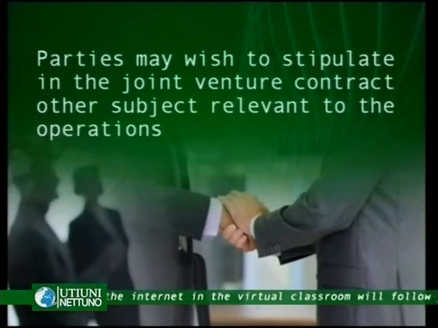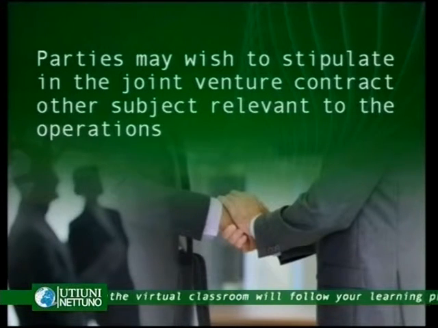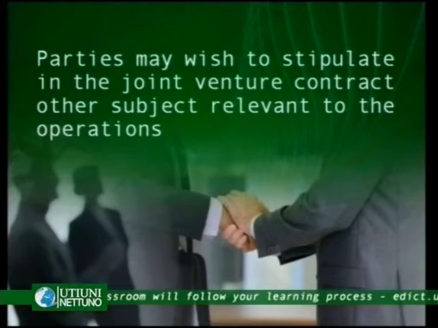Parties may wish to stipulate in the joint venture contract other subjects relevant to the operations. For example, principles regarding R&D activities. So which R&D activities are fulfilled by the joint ventures, who is in charge to lead research and development activities, and the links between research and development activities fulfilled directly by the joint ventures and similar activities fulfilled by the parties, by the parent companies.